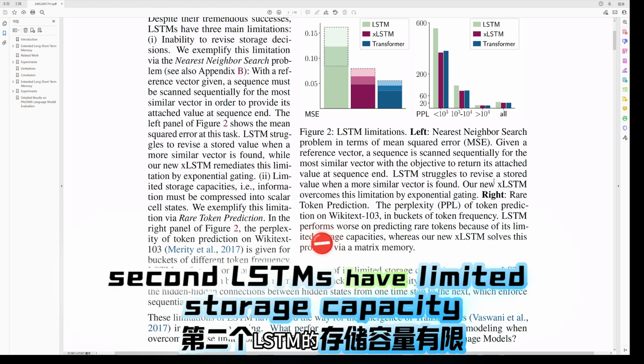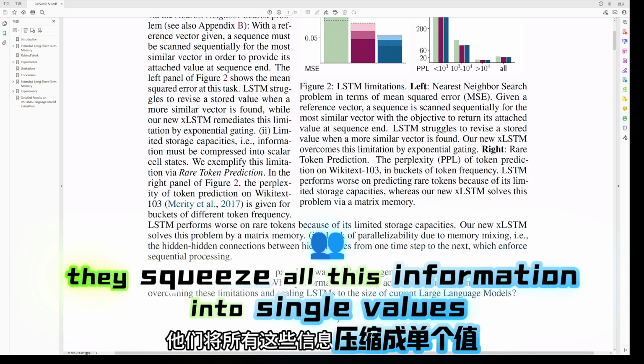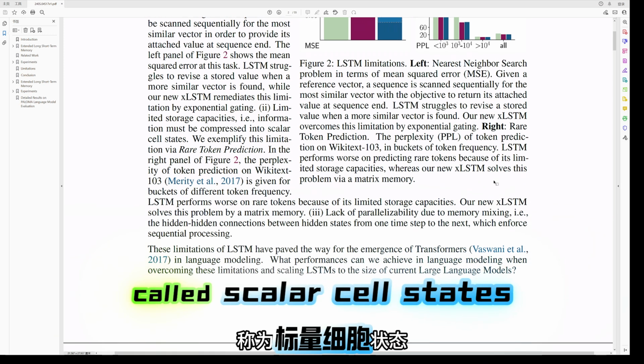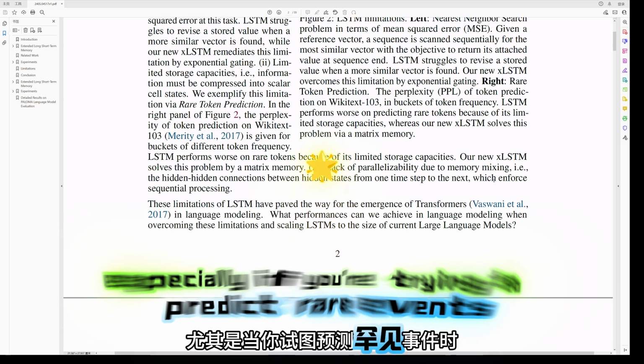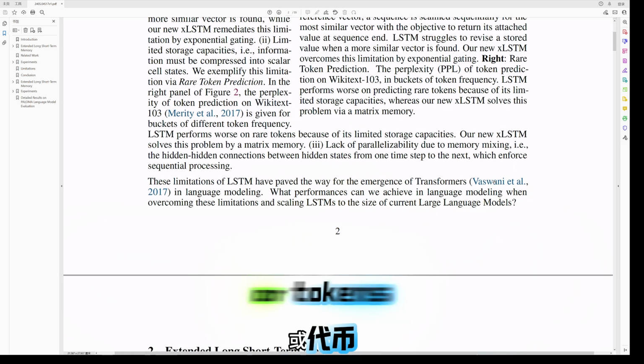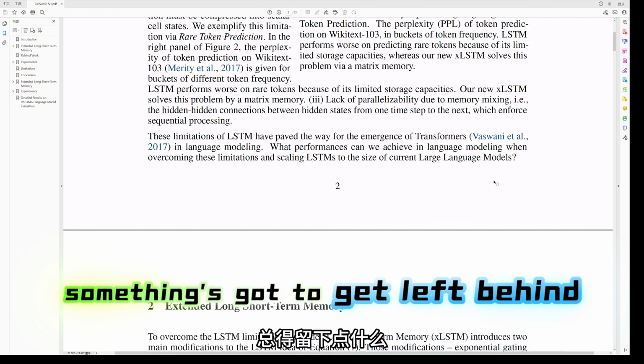Exactly. Second, LSTMs have limited storage capacity. They squeeze all this information into single values called scalar cell states. And you can see how that could create a bottleneck when you're dealing with complex data, especially if you're trying to predict rare events or tokens. It's like trying to pack for a month-long trip using only a tiny suitcase. Something's got to get left behind.